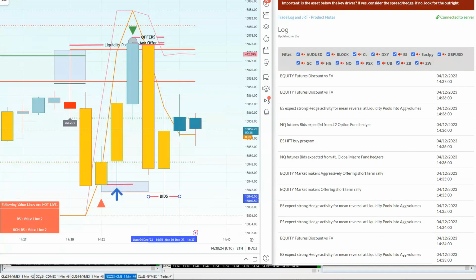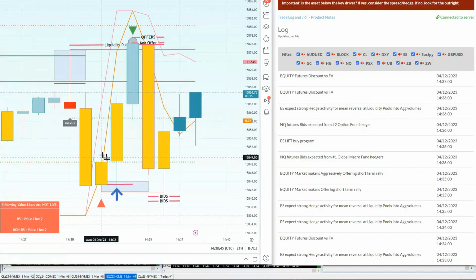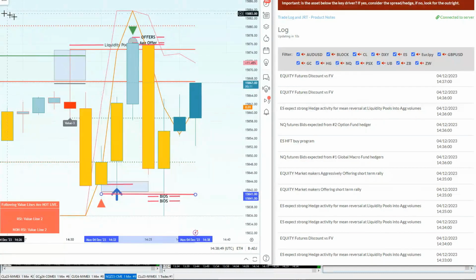Okay, 14.36, a buy program irrelevant. NASDAQ futures bids expected from the number two hedge fund as well. So not only the number one hedge fund, the number two hedge fund as well. So that's a second bidder at the bottom edge. So we stack those bids into the bottom edge. The S&P is expecting strong hedge activity to have a mean reversal into liquidity, which is there. So this is the liquidity pool, number two, session lows. There it is. So we now have that liquidity pool.